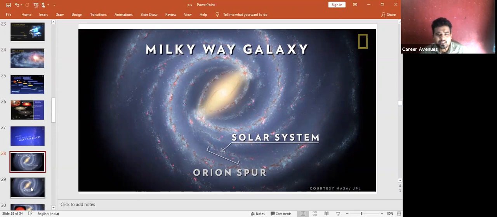It is a spiral shape, and here is the Orion Spur. Here we have a certain group of stars, and in that group of stars, the sun is over here. So this is the Milky Way galaxy. In the center of the Milky Way galaxy we have a black hole. Quasars are over here. These are the arms of the Milky Way galaxy, and in one of the arms we have our solar system, in the Orion Spur. So we are a part of the Orion system.